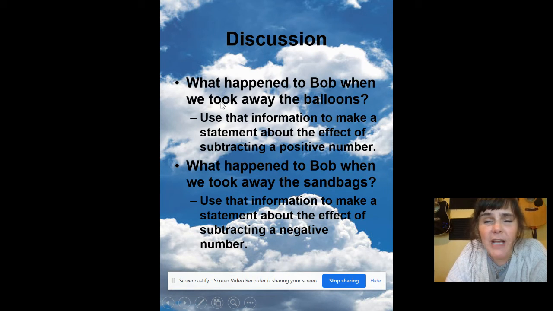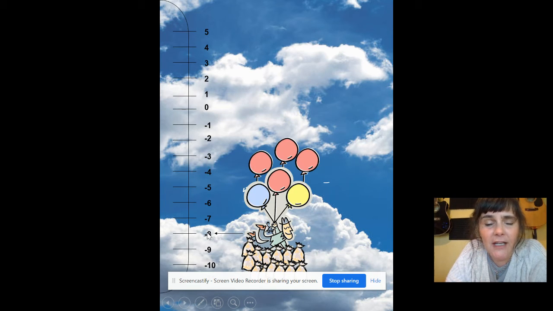Okay, so what happened when he took the balloons away? We went down because we're subtracting a positive. What happens when we took the sandbags away? Well, we went up because when you subtract a negative, your value will increase. It will go up. Let's look at this again.